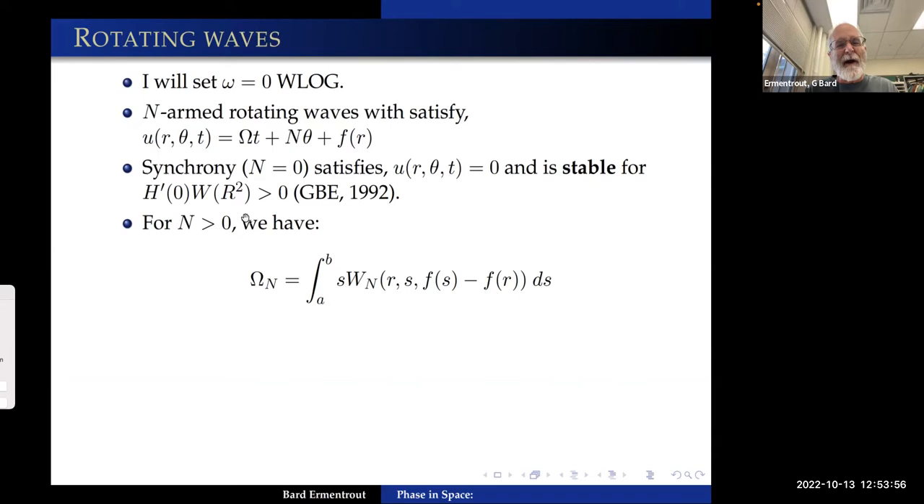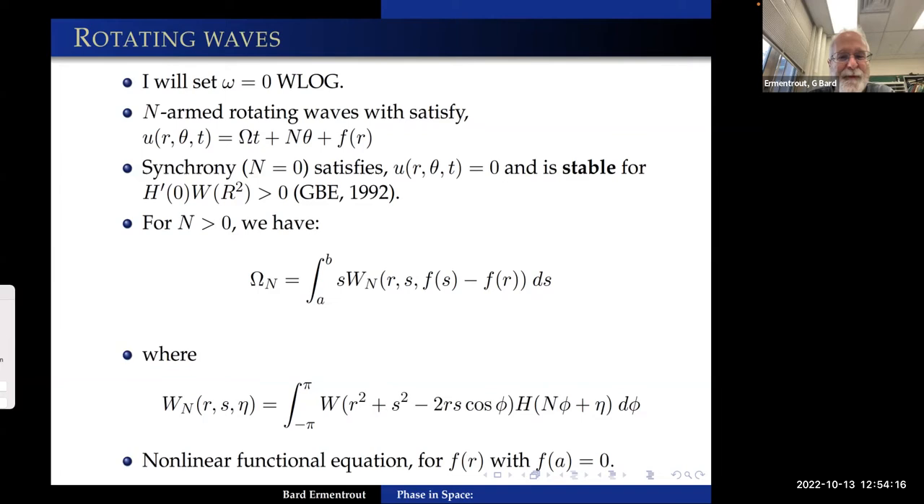For n greater than zero, we have the following algebraic equation. It's an integral equation, a Fredholm integral equation of the first kind, okay? And those are notoriously difficult to solve. However, we will solve it. And Wn is this complicated integral of the interaction function with the phase interaction function. So this is a nonlinear functional equation for f of r with f of a is zero.